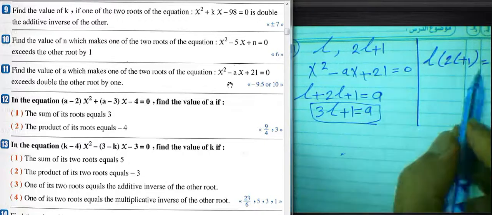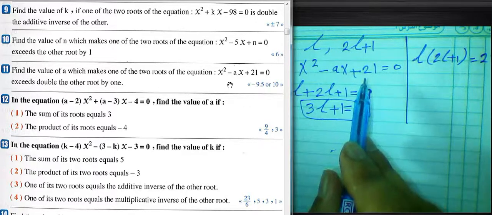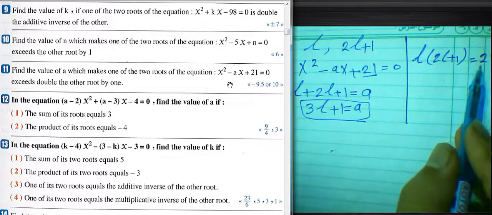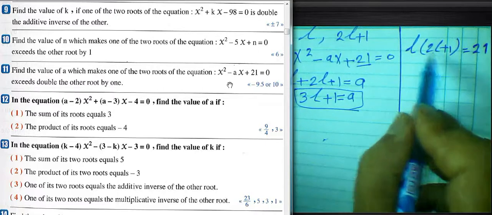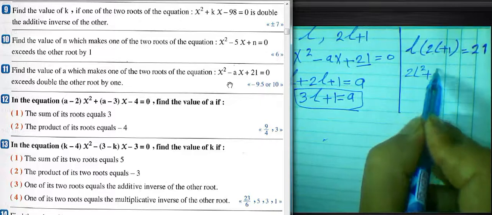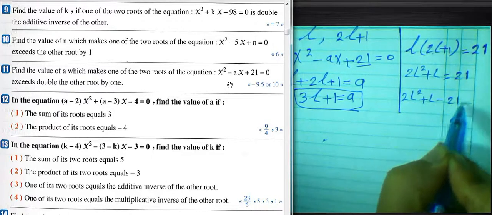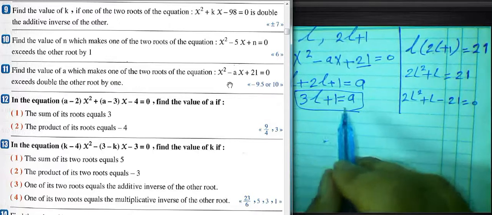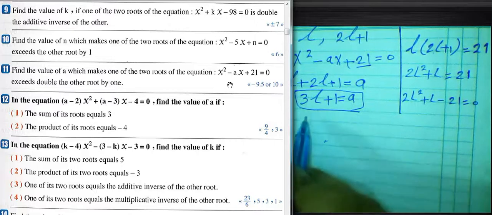It's okay, because we find the result by dividing the constant number 21 over the coefficient, which equals 21. We can find another relation by distributing l times the parenthesis: l times 2l equal 2l power 2, plus l, equal 21. So 2l power 2 plus l subtract 21 equals 0. And we have a equal 3l plus 1.